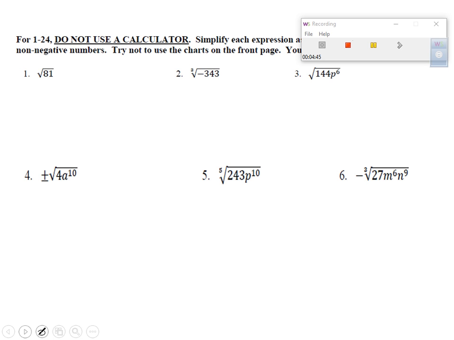So look at your number 1. I'm going to click through these. My number 1 just says the square root of 81. What times what is 81? Well, we know that answer is 9.